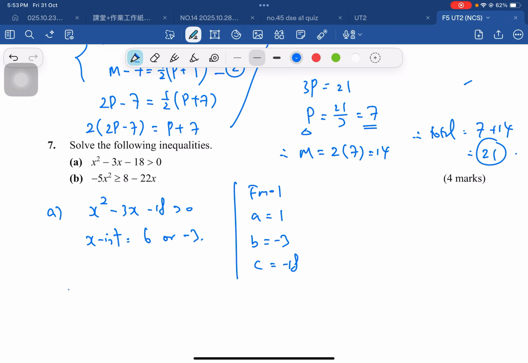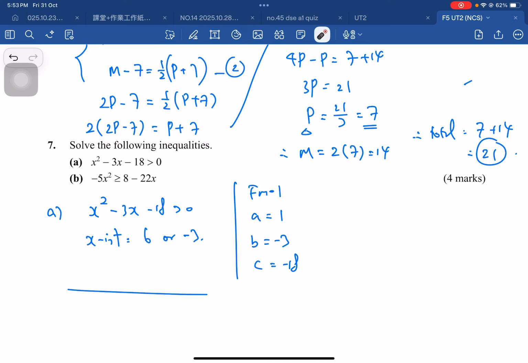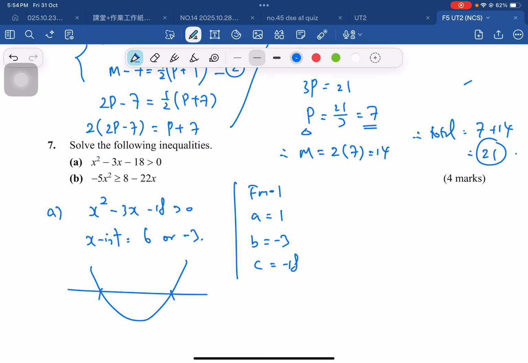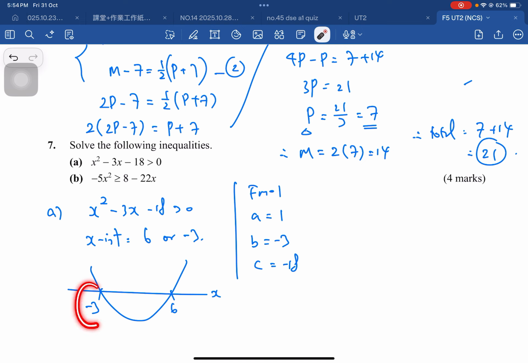And now you need to draw the graph, isn't it? So this quadratic graph is actually open upward because the coefficient of x squared is 1. So this curve is open upward like this. And then we have two x-intercepts, -3 and 6. Because -3 is smaller, it's on the left. The 6 is larger, so it's on the right-hand side.